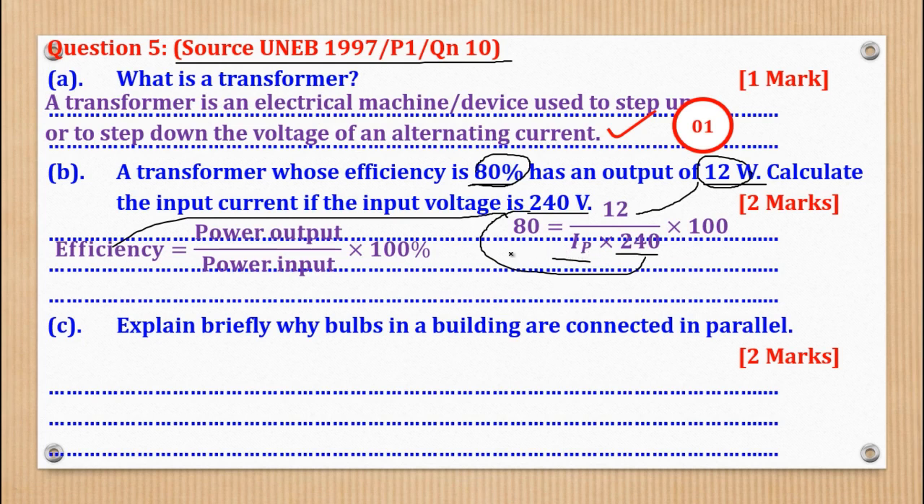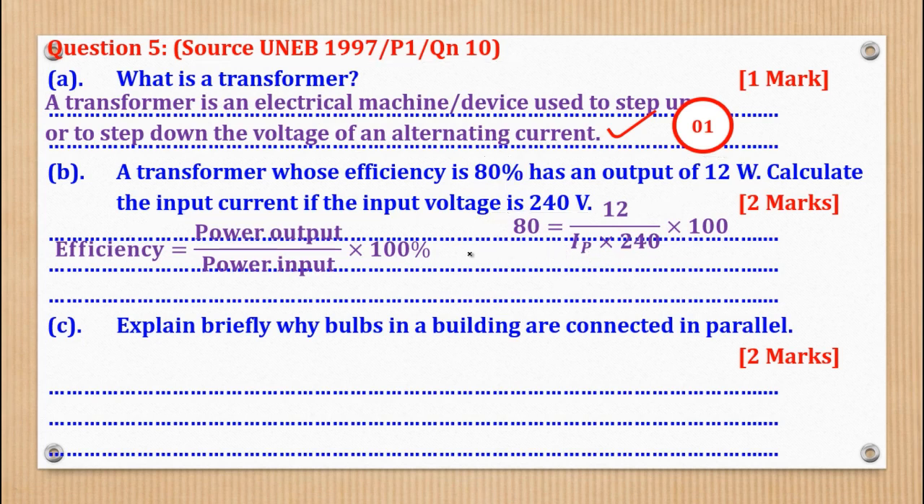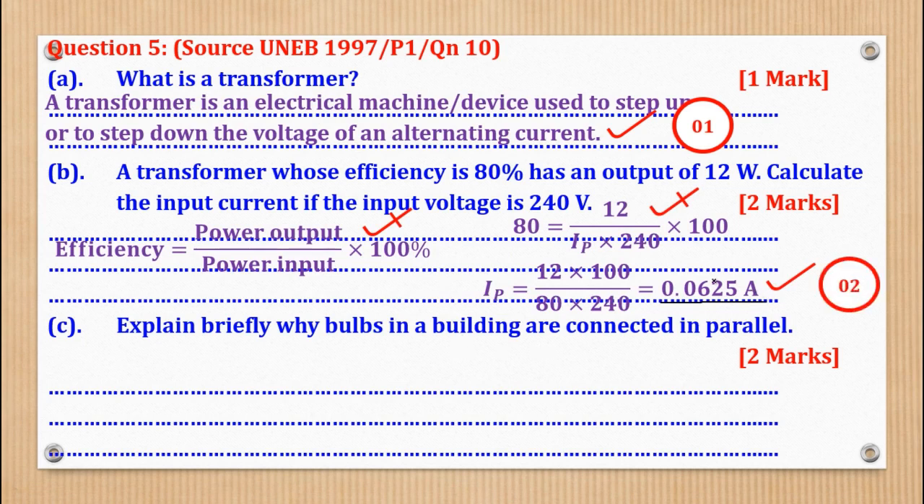So now that you have substituted, next is to make I_P the subject. When I make I_P the subject, I come up with I_P being equal to 0.0625 ampere, and basically that's the current they wanted. Now let's see how marks can be awarded in this part. Half a mark for stating the formula, half a mark for substitution, and a full mark for getting the current with the correct SI unit. So that's how you could get the 2 marks in that part.